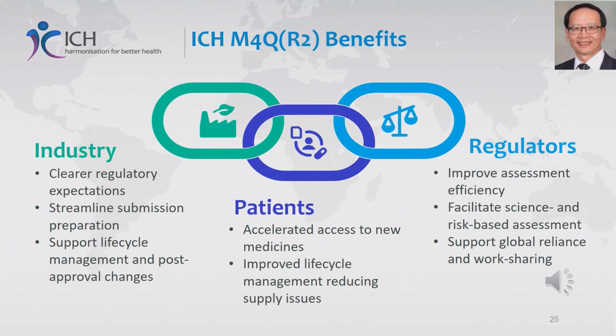So the benefits of M4Q extend to all stakeholders in the pharmaceutical ecosystem. For industry, a clear regulatory expectation reduces uncertainty and development cost, streamlines the submission preparation, saves time and resources, and better supports life cycle management and post-approval changes, reducing regulatory burden throughout the product life cycle. For example, in the case of the regional section, which is specifically under the specific core dossier, it makes the preparation of submissions more efficient.